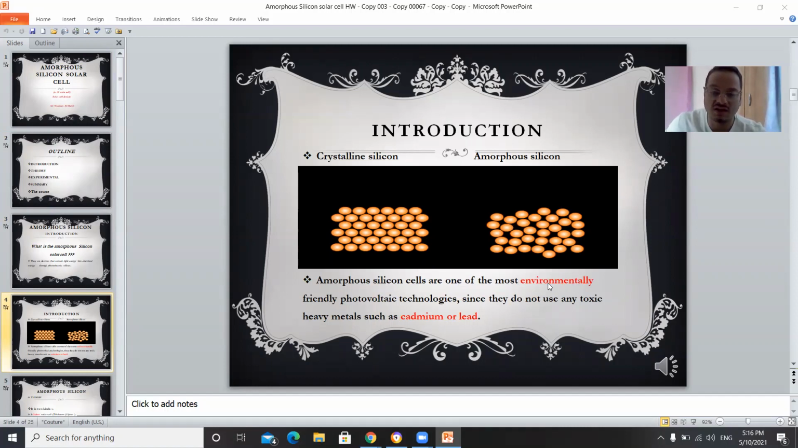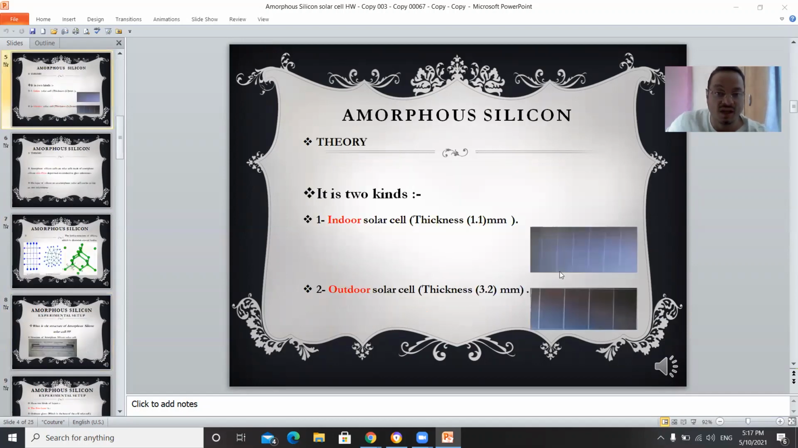Actually, this is not the only feature in this field, but I will talk about the other features in the next slides. Friendly photovoltaic, since they don't use any toxic heavy materials such as cadmium or lead.